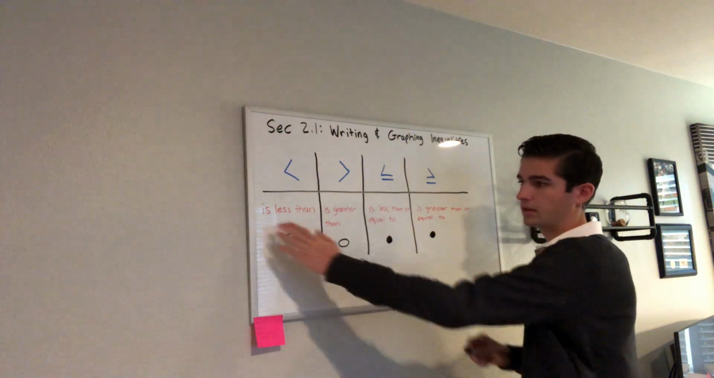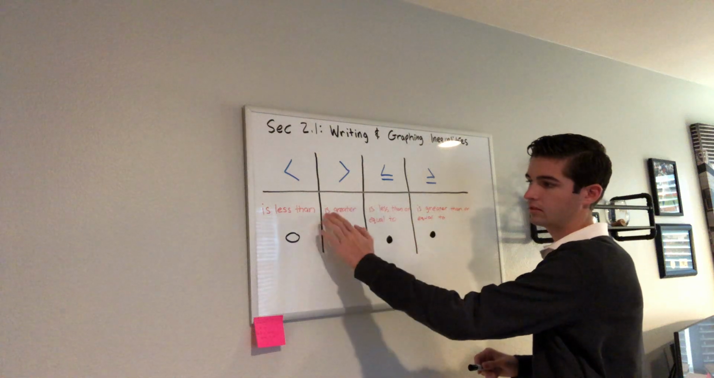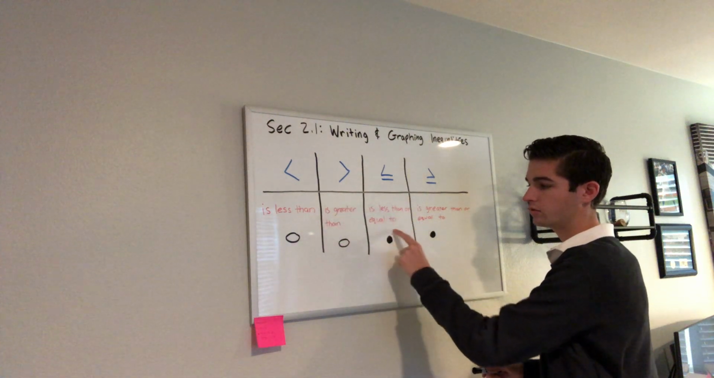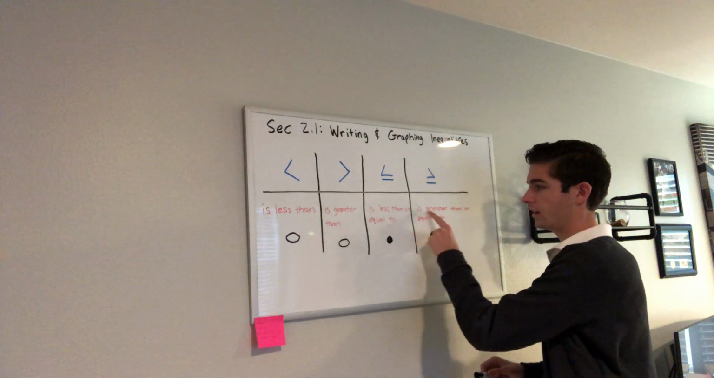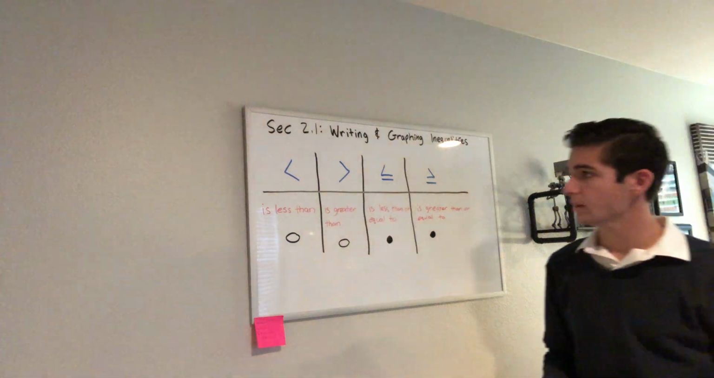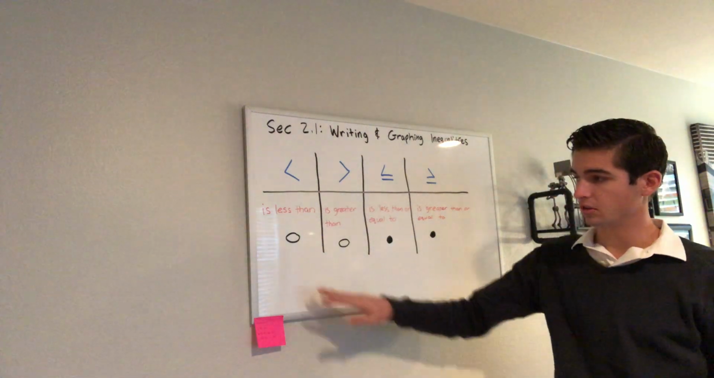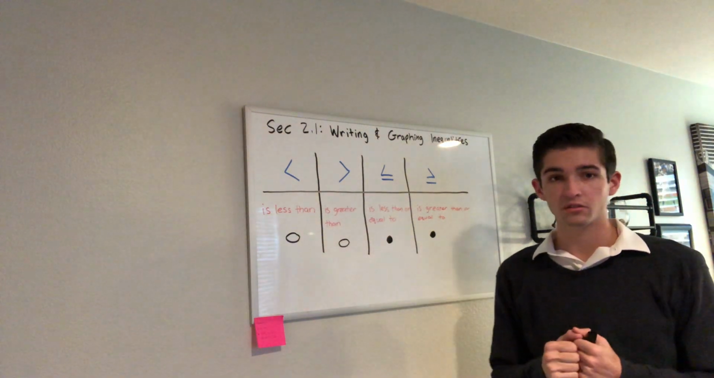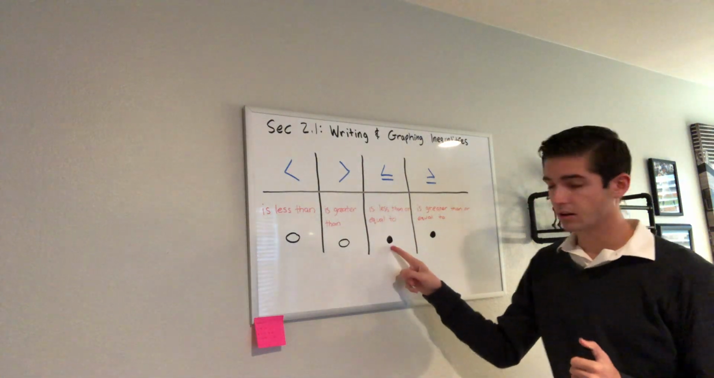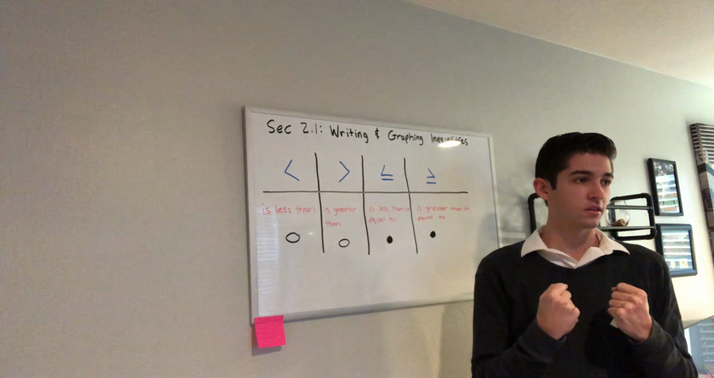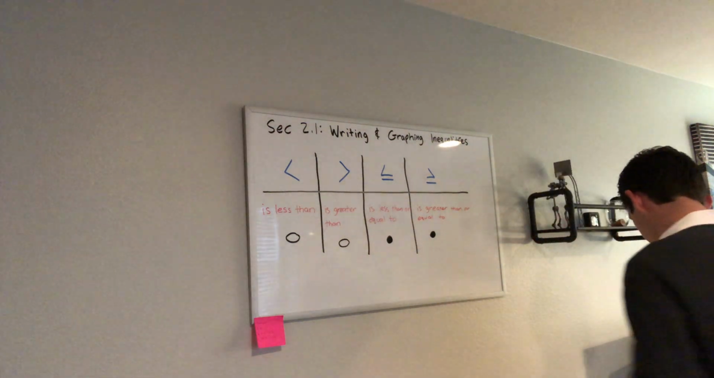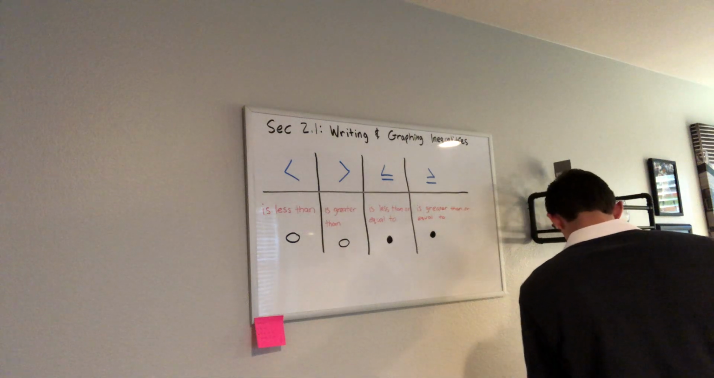So is less than, open dot. Is greater than, open dot. Is less than or equal to, closed dot. And is greater than or equal to, closed dot. This is important because an open dot means you exclude the point, you don't include the point. And a closed dot means you do include it. It does fit the function. Alright, so let's jump into examples.